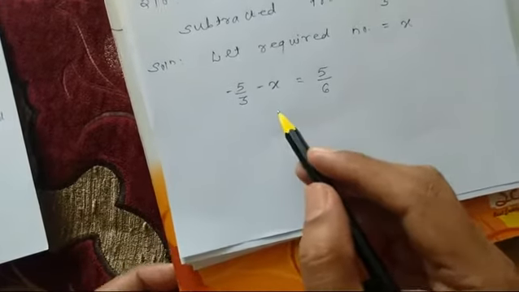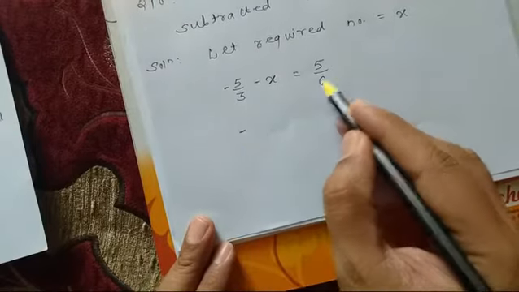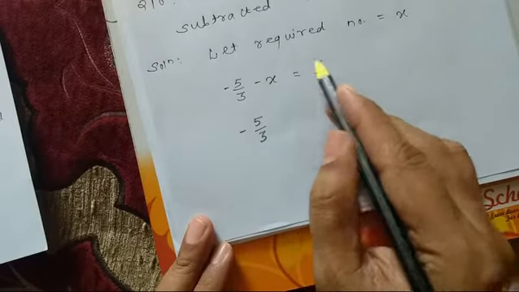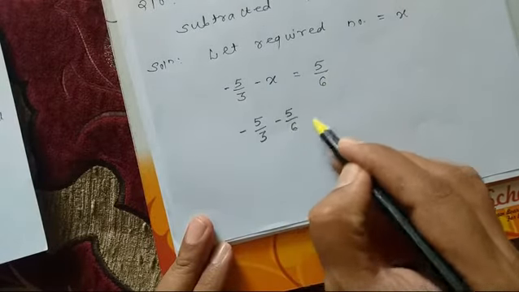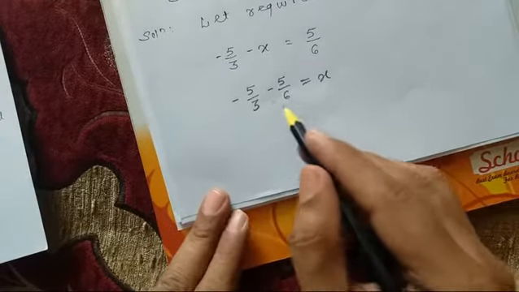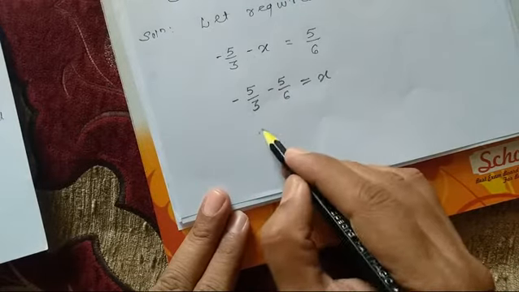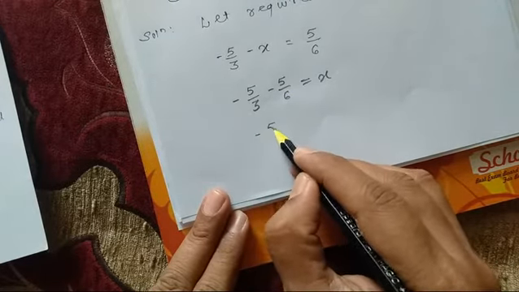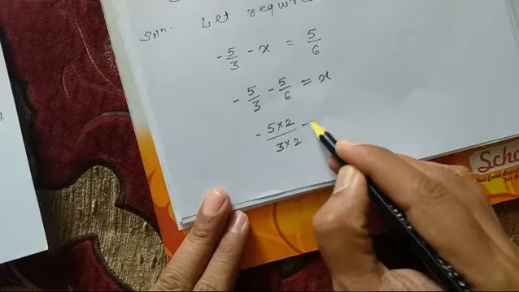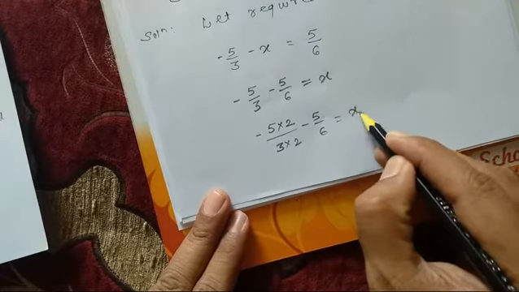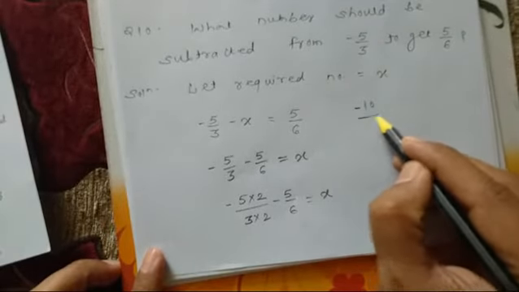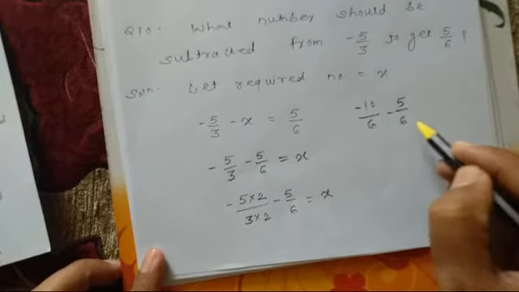So to solve this equation, let's transpose x to the right hand side and this 5 upon 6 to the left hand side. So the next step will be minus 5 upon 3. After transposing 5 upon 6, it will become minus 5 upon 6 and this minus x will become plus x after transposing. Now let's solve this. Minus 5 upon 3 and minus 5 upon 6, the denominators are not equal, so let's make the denominators the same. So minus 5 into 2 upon 3 into 2, minus 5 upon 6, is equal to x. So minus 10 upon 6 minus 5 upon 6 is equal to x.